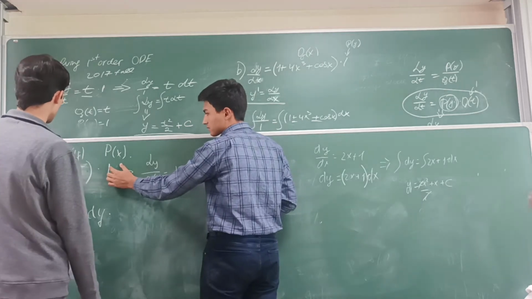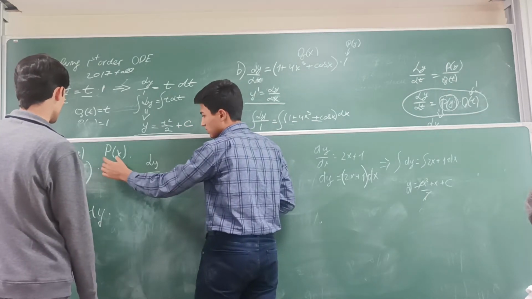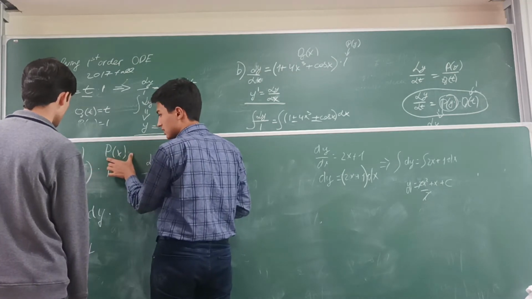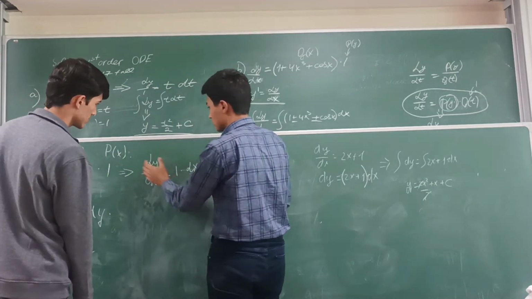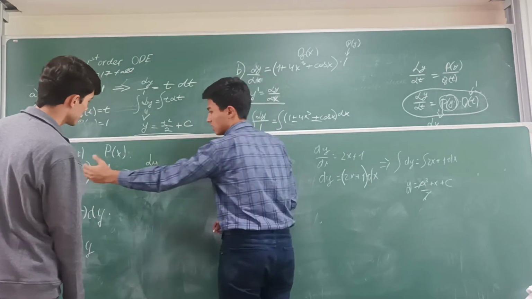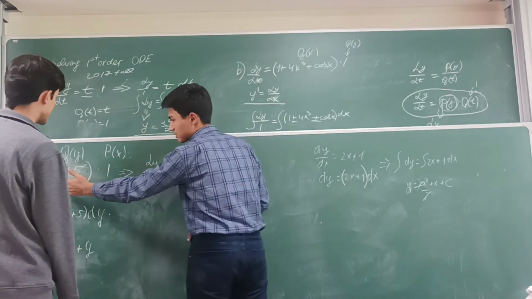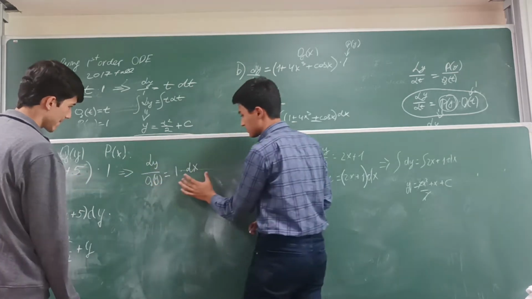It doesn't matter if we have q of x. Q of x or p of x, a function that depends on x or t, stays on the right side. You move the function that depends on y to the left side. So you have this one and you can solve.